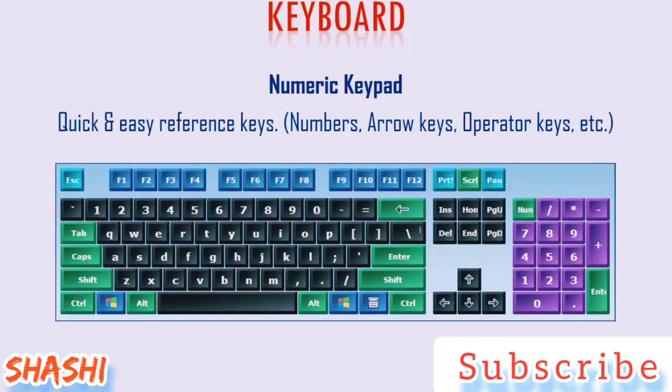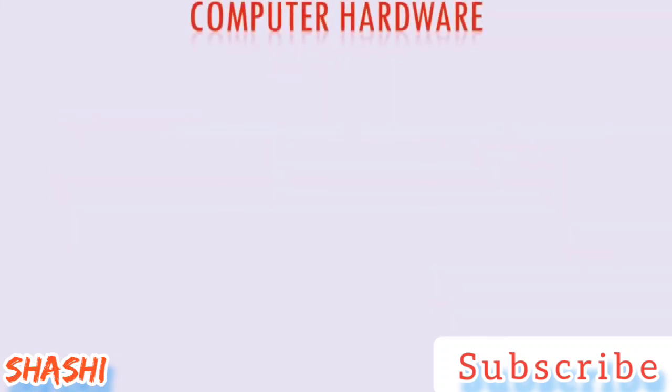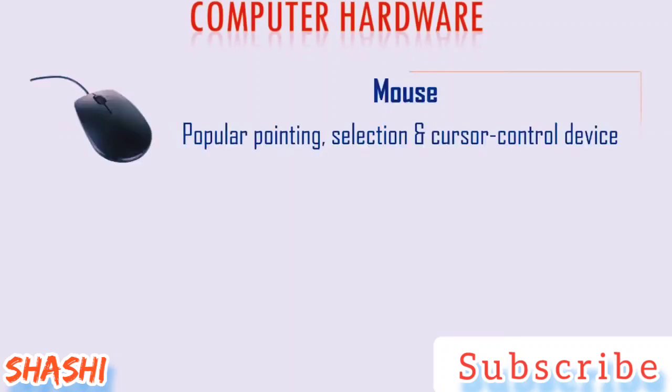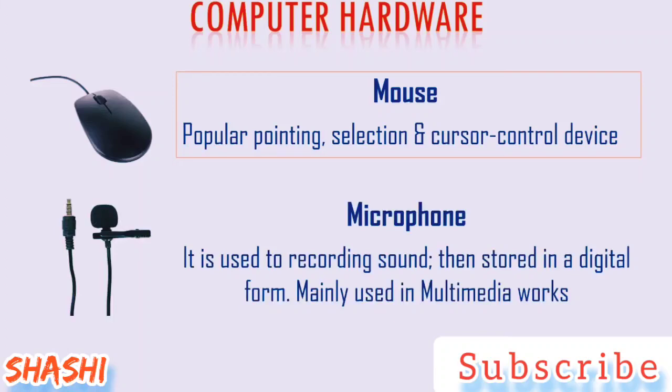Numeric keypad. Quick and easy reference keys. Numbers, arrow keys, operator keys, etc. Mouse. Popular pointing, selection and cursor control device. Microphone. It is used for recording sound, which is then stored in digital form. Mainly used in multimedia work.